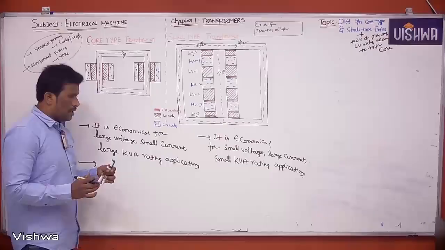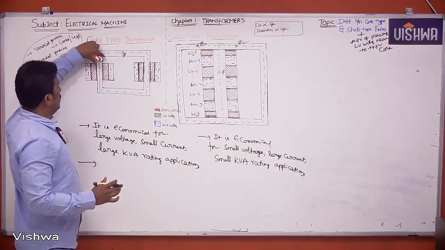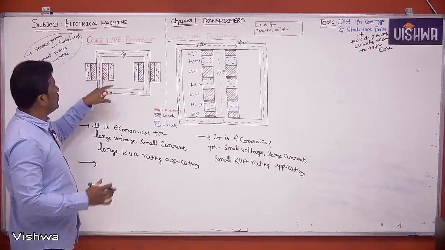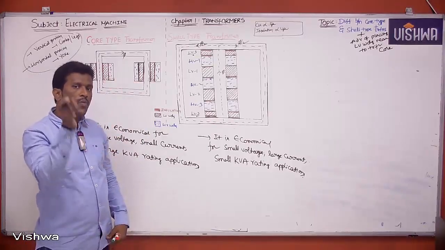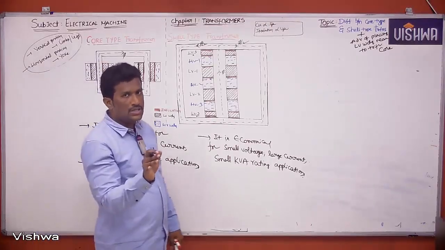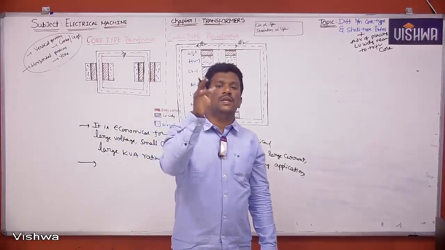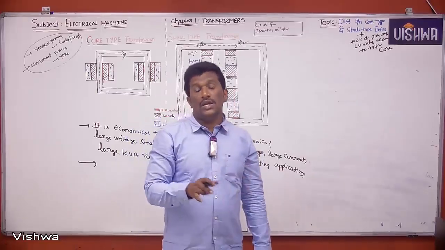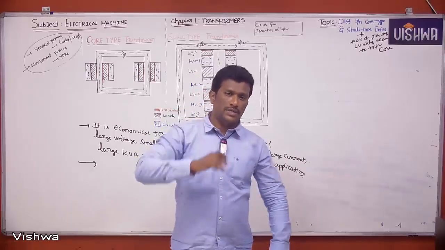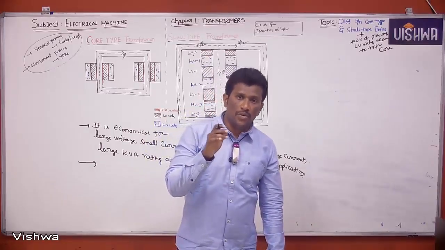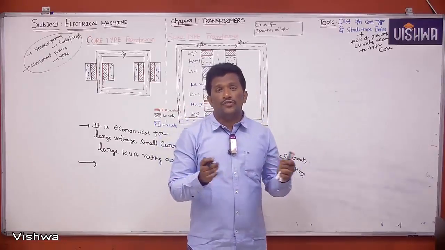Once again, please try to refer to your previous notes where I told you one thing. If I place two windings, LV and HV, on one limb, to satisfy Lenz's law, the direction of current in both windings is opposite. Whenever the direction of current is opposite in two windings, what forces are we going to have? Repulsive forces.